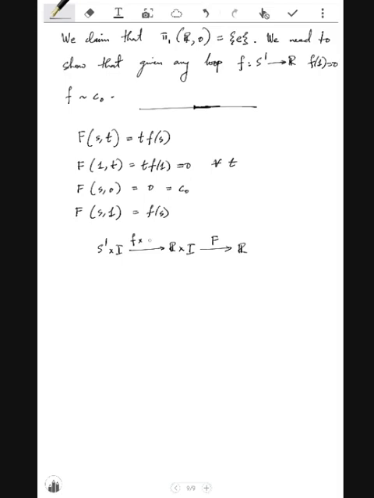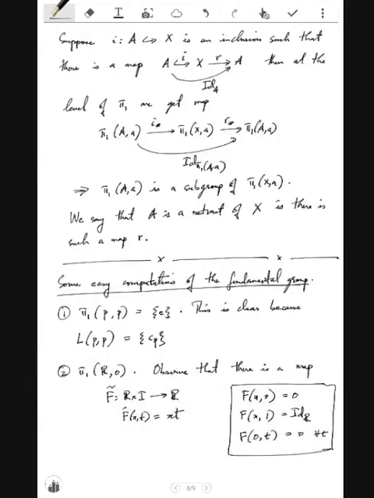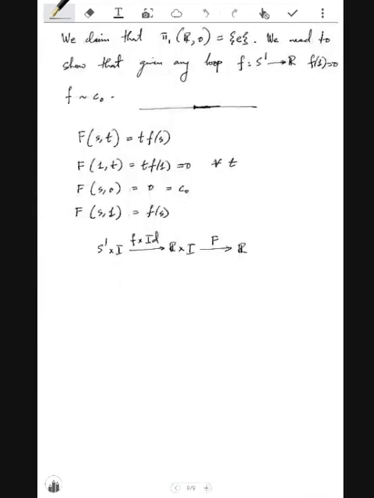F cross edit. Okay, so maybe we can use the notation f tilde here. So what I want to say is f is equal to f tilde compose f cross identity. So this proves that pi1 of R comma 0 has only one element, because all loops are homotopic to the constant loop. So this is true.